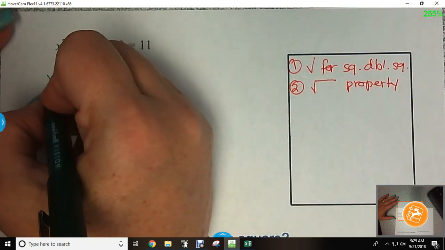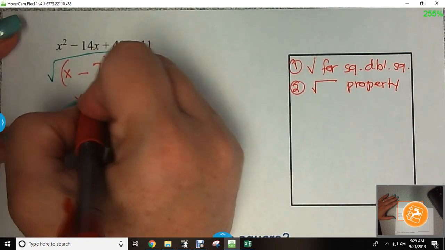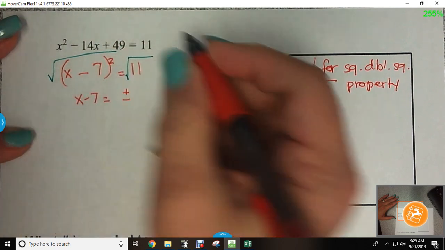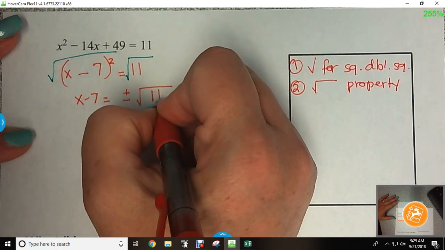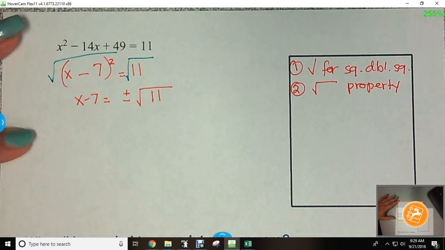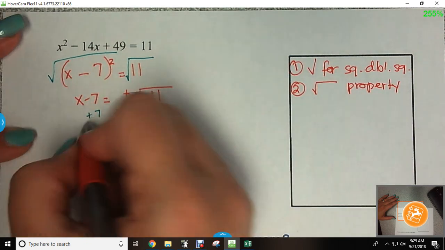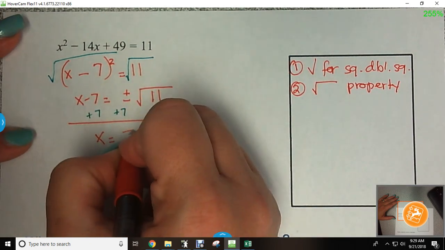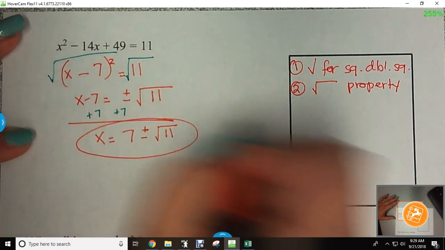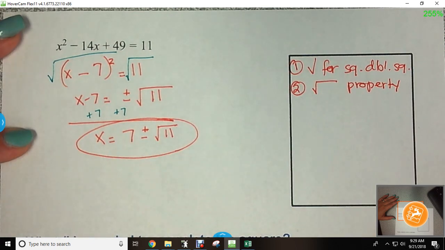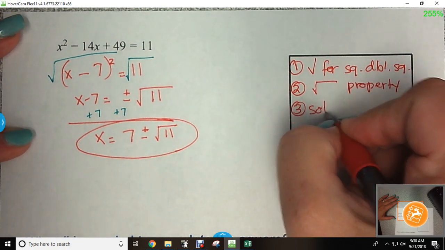So take the square root of both sides, and I get x minus 7 equals plus or minus. This time I can't take the square root of 11, not without making it a decimal, so I have to leave it. To get x by itself, I'm going to add 7 to both sides, and I'm going to get x equals 7 plus or minus the square root of 11. That is your answer. All right, so after we did the square root property, all we did was solve for x.